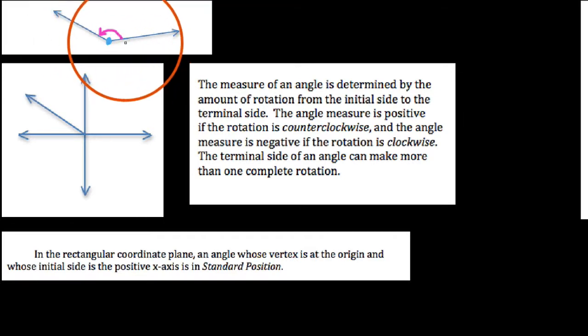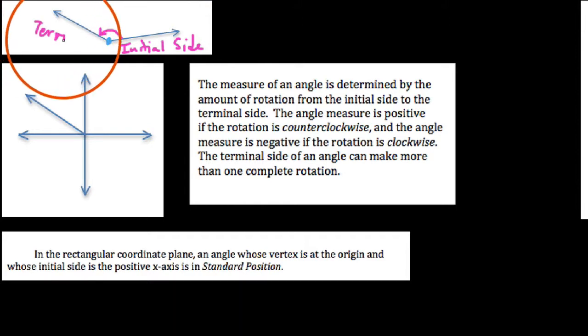So given this current configuration, we're going to refer to this as the initial side of the angle. Initial side, given the way we've drawn it here. And this will be the terminal side, where it terminates, okay, where it stops. So terminal side. And then the initial side is where it initiates itself or starts.